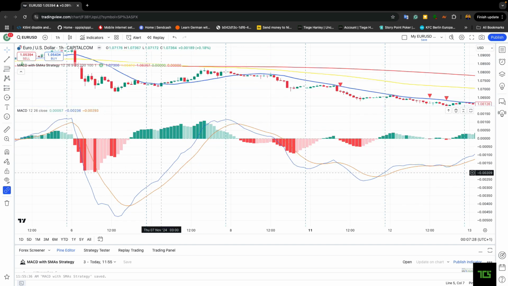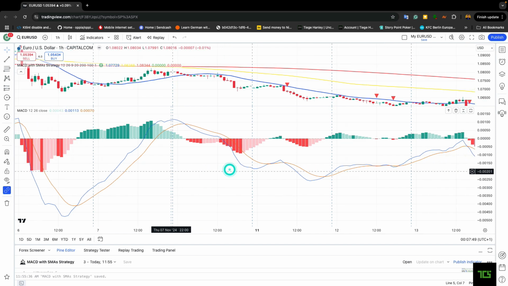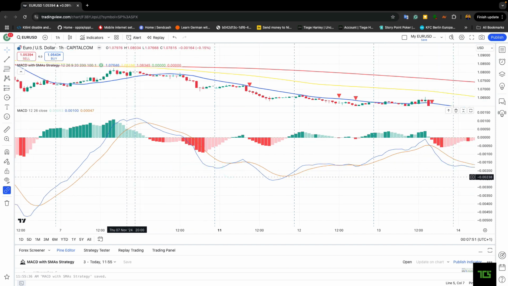Convergence means that the two lines, which are the 12 and 26, are going close to each other. It is converging. But if they are wide apart, then it is diverging. And when there's divergence, that means there's momentum. The speed is going down very fast or up very fast.